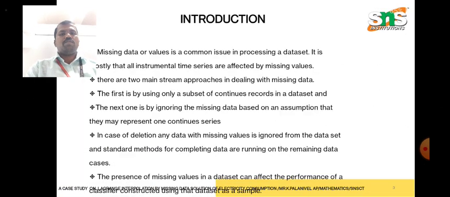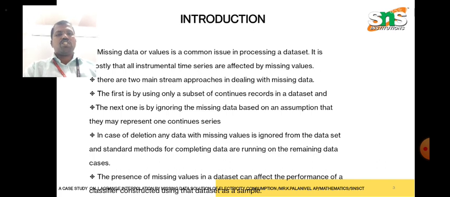Next, introduction. Missing data or values is a common issue in processing a data set. It is mostly the case that all instrumental time series are affected by missing values. There are two mainstream approaches in dealing with missing data. The first is by using only a subset of continuous records in a data set, and the next one is by ignoring the missing data based on an assumption that they may represent one continuous series.